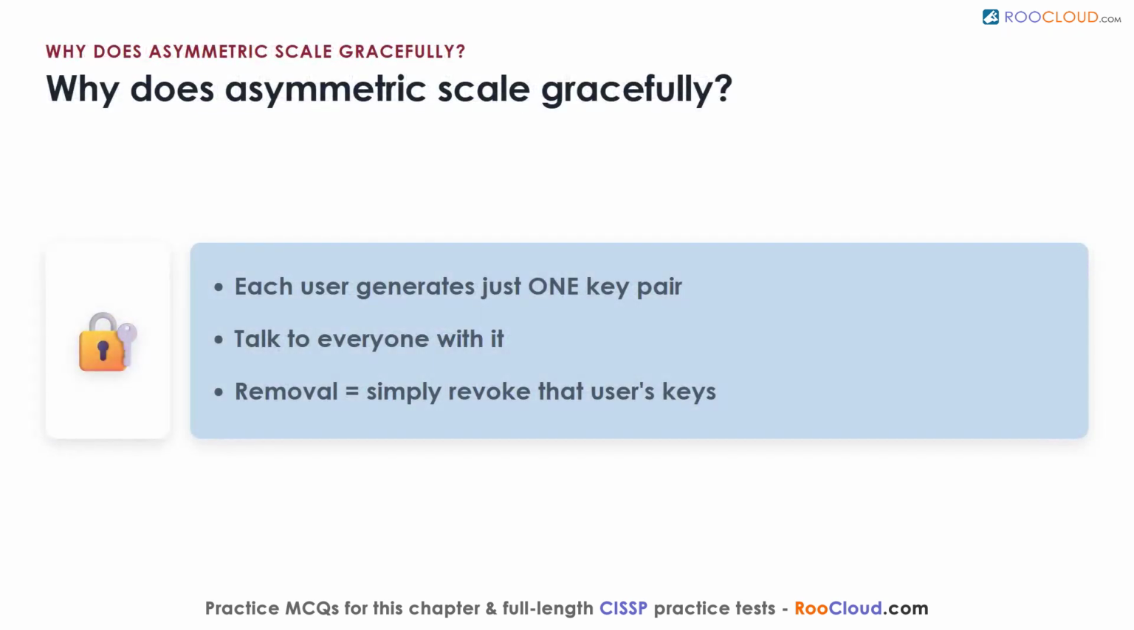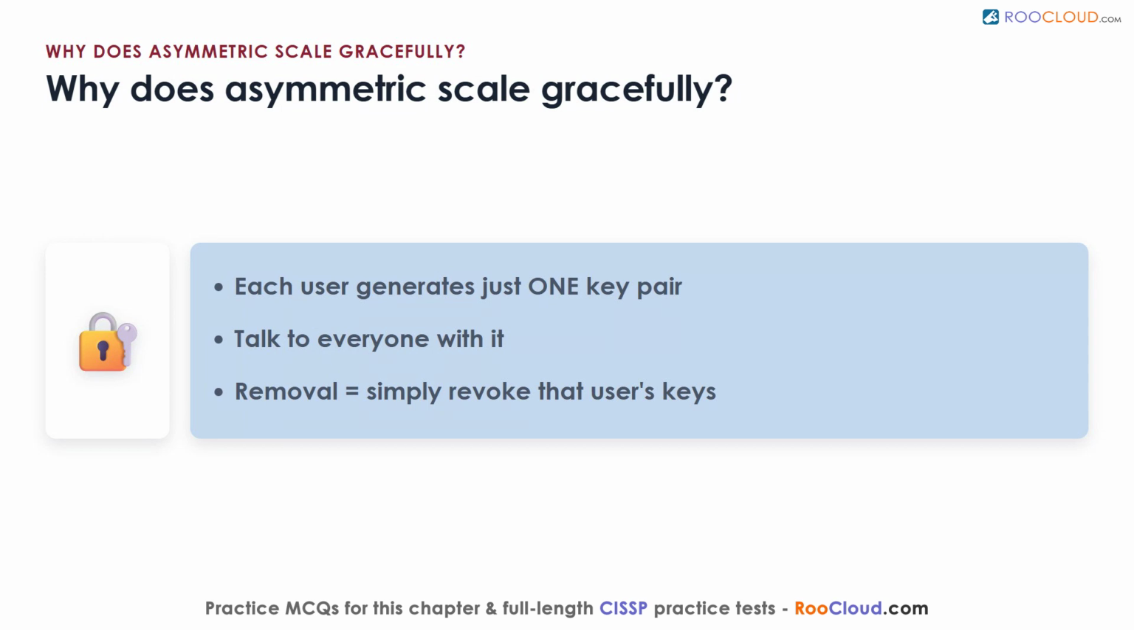Why does asymmetric encryption scale so gracefully? Because adding a person costs almost nothing. Recall the pain point of symmetric systems, where every unique pair needs its own key, so the count explodes as the group grows. Asymmetric flips that. Each new user generates just one key pair and can then talk to everyone in the system with it. Removing someone is just as clean, since you simply revoke and cancel their keys without disturbing anyone else.